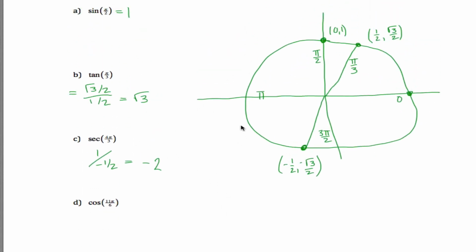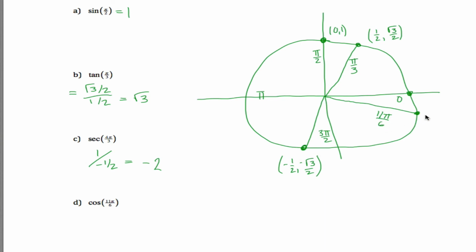Cosine of 11 pi over 6. A couple ways you can think about this. I think the easiest way is to realize this is damn near 2 pi. If it were 12 pi over 6, it would be 2 pi. But it's not. It's 1/6 short. Since pi over 6 is right here, 1/6 short of all the way around would be something like this. This is 11 pi over 6.